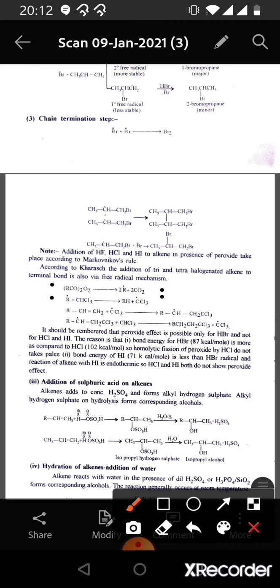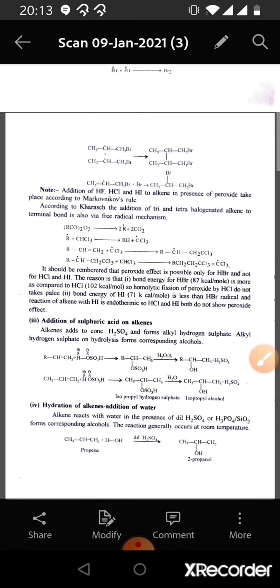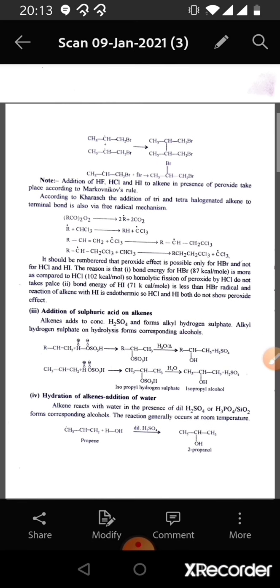So here we see that alkene reacts with this CCl3 free radical and forms another free radical. Now this free radical formed in the preceding step reacts with another molecule of CCl3 and gives rise to product and forms 1 more CCl3 free radical. It should be remembered that peroxide effect is possible only for HBr and not for HCl and HI.